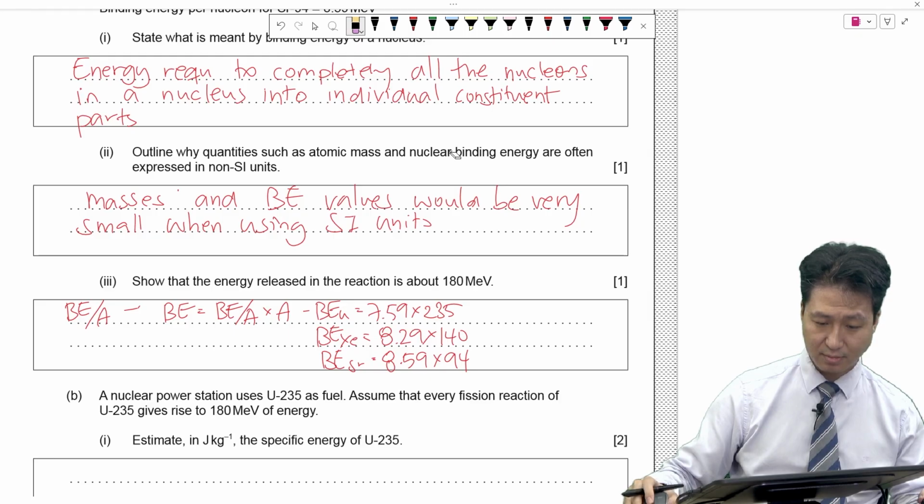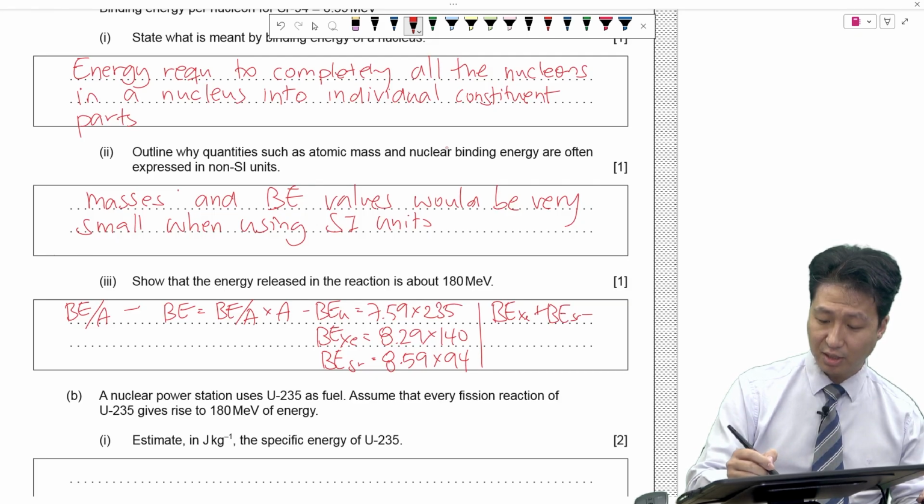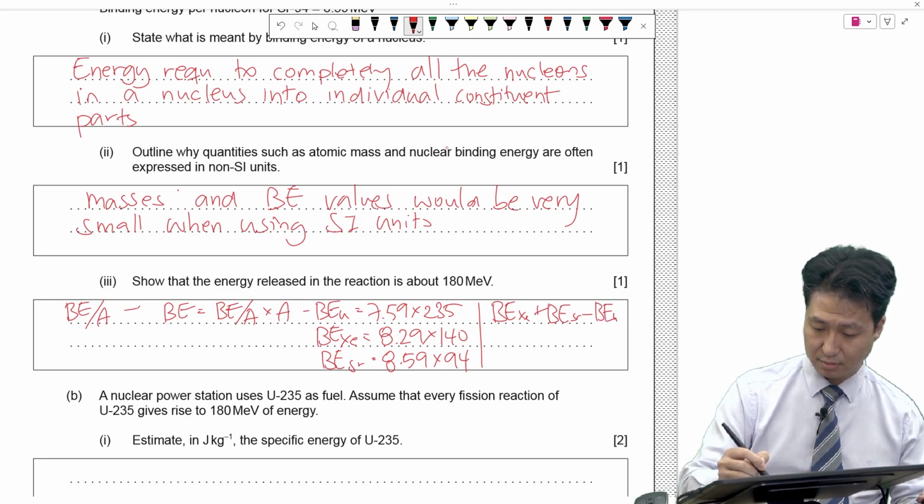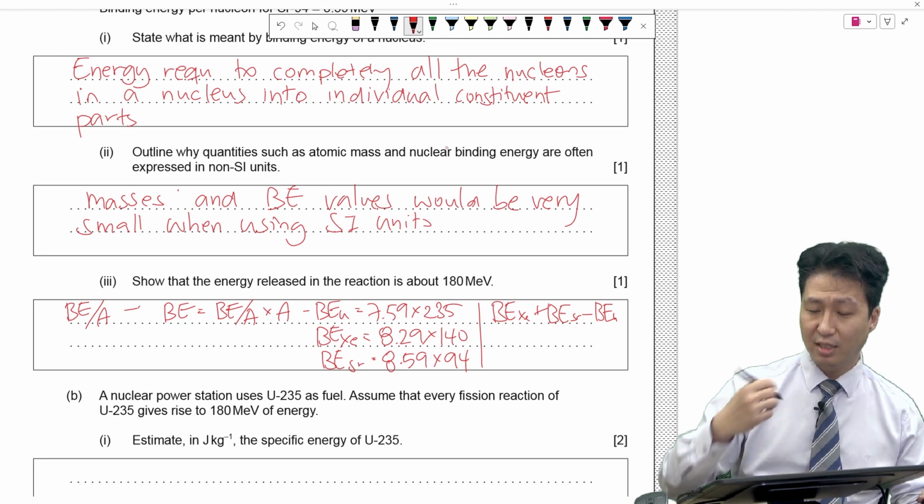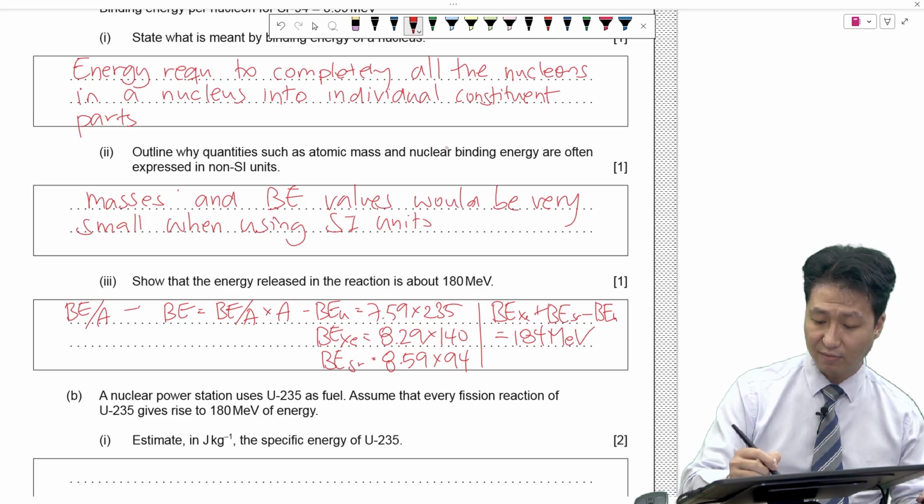So if we calculate these, the binding energy of the products would be xenon plus the binding energy of the strontium minus the binding energy of the uranium. This would give us the change in the energy, how much energy is released. And using these numbers, we get about 184 mega electron volts.